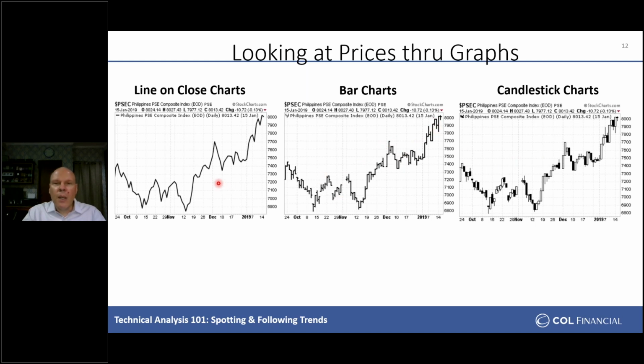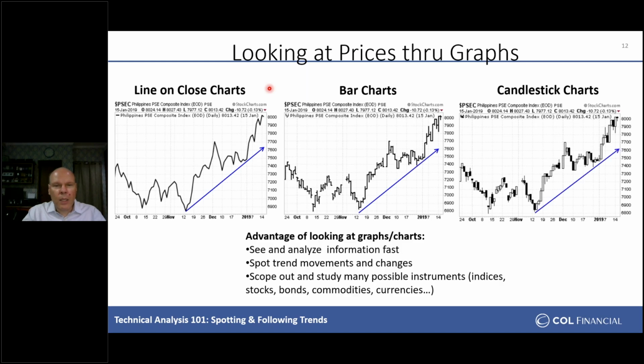But in a line chart, what do they all give you? They all give you the same representation in terms of trends. And this is the most important thing about this anyway. So like I said, whether you're using a line on close, a bar chart, or a candlestick chart, it will not change whatever trend you follow or see. And to me, that is the most important thing that you're going to take out of this anyway.